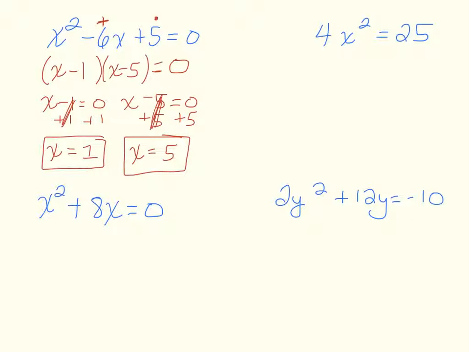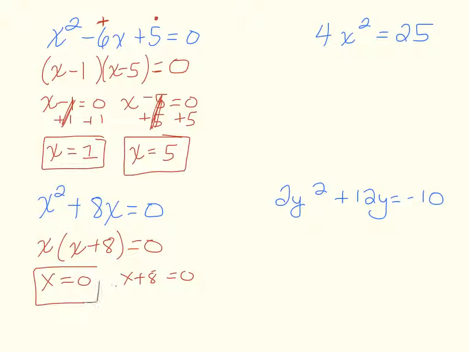Good. Alright, let's also look at x squared plus 8x equals 0. When I look at this one, I notice that I have to factor out a common factor. So I'm going to factor out an x, and that'll leave me with x plus 8 equals 0. So x equals 0, and x plus 8 equals 0. Actually, I don't need those parentheses there. Alright, this one's easy. x equals 0 is already solved for us. And x plus 8 equals 0, I'm going to subtract 8 from both sides. So I have x equals negative 8.